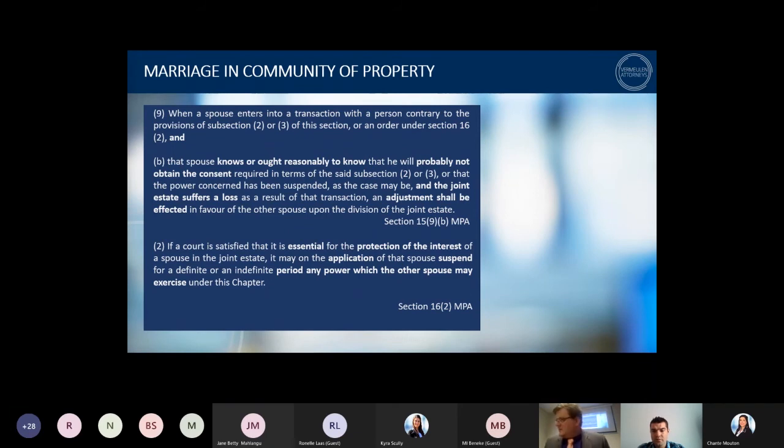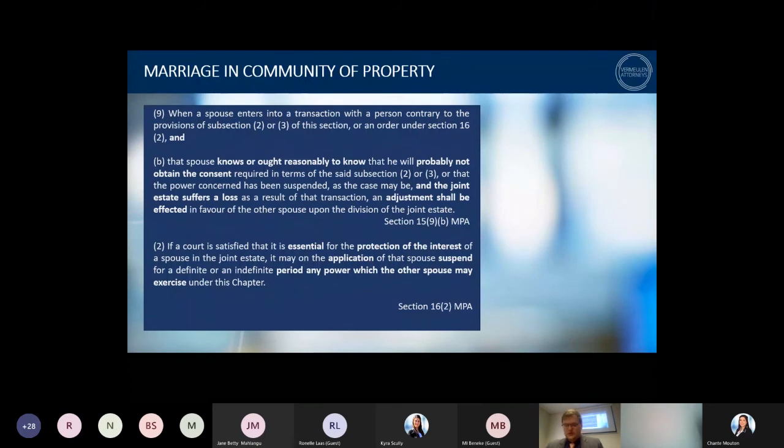What are our requirements? When can this take place? And what is the nature of it? Our Section 15(9) adjustment. Firstly, be aware that your Section 15(9) adjustment must take place upon divorce. Why? Because you're talking about division of the joint estate. And I'm highlighting it there on the screen. Division of the joint estate. You cannot have a division of the joint estate without a divorce.